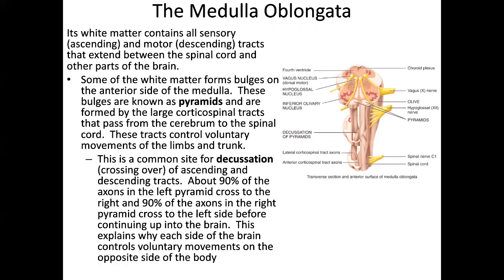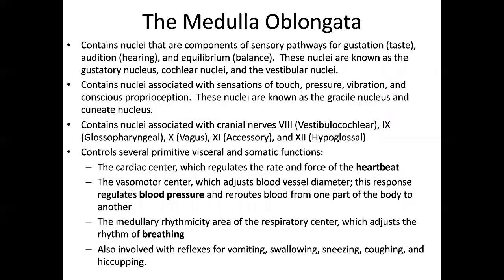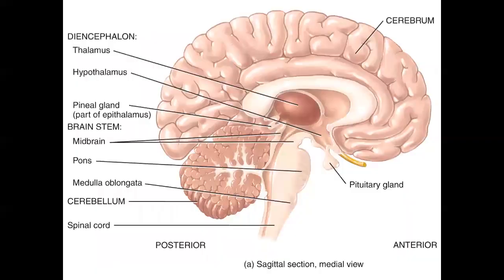Now, last thing I want to talk about with the medulla is the white matter that helps to form these things called pyramids. Within the medulla, white matter is going to pass through for all sensory or ascending and motor or descending tracts, carrying signals between your spinal cord and other parts of the brain. If we go back to this illustration, we see that the spinal cord is right here, and then just above it is the medulla.